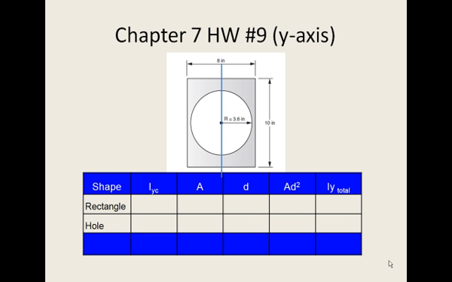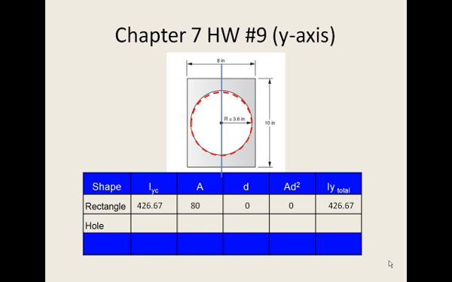Since it's a symmetrical shape, the y-axis lies directly in the middle of the shape. We then want to break it into standard shapes that we know how to deal with. That would be the large rectangle and then the circular hole cut from that rectangle.